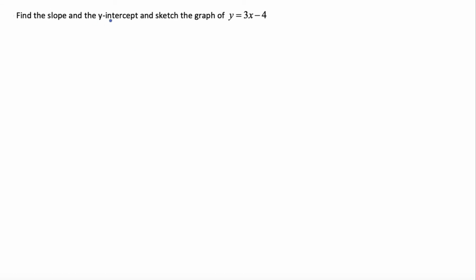Find the slope and the y-intercept and sketch the graph of y equals 3x minus 4. Okay, so this is just one way that we can write the equation of a line. We notice here that the y is by itself, and that's good. We call this the slope-intercept form.